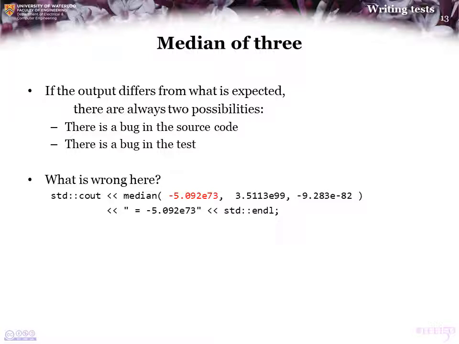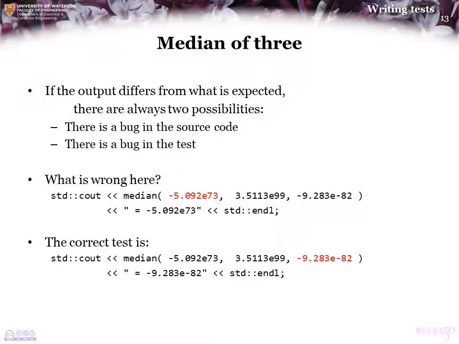So the first number is actually a negative number times 10 to the 73, which is very, very large, but also negative. But the third argument is a negative number times 10 to the negative 82, which is an exceptionally small negative number. So the correct test would have been to indicate that the third argument is the median of these three numbers.